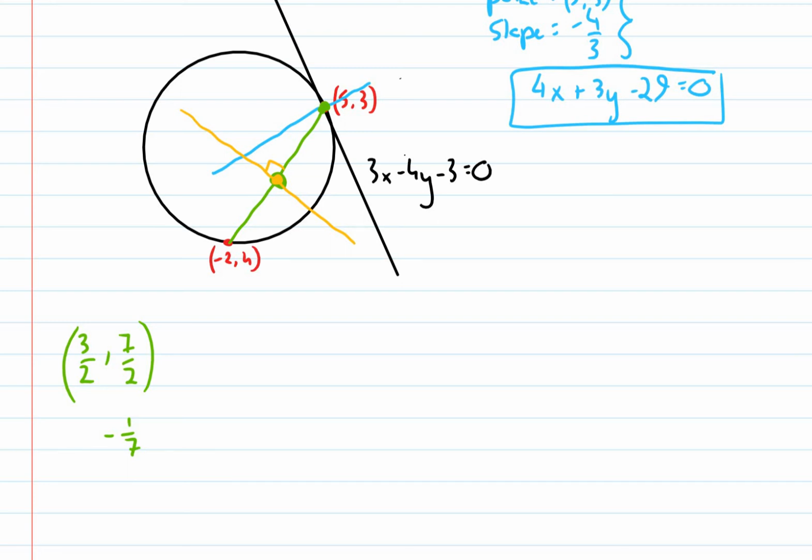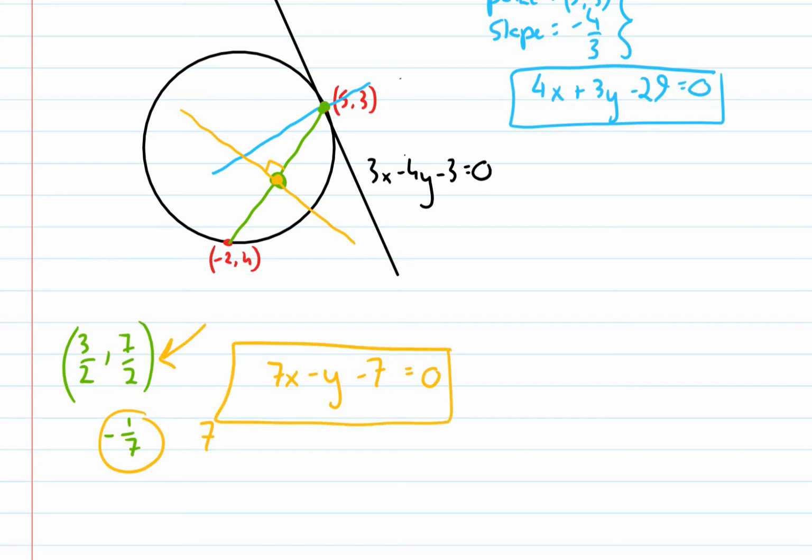So what I do is I take my equation formula and I put that point into it. I turn this upside down and I change the sign, and I will have 7. Right? So putting that into the equation formula, I will get an equation of 7x minus y minus 7 equals 0. Now I have two equations. I have the equation of the orange line and the equation of the blue line. Using simultaneous equations, I will find where they cross, and that will be the center of the circle.